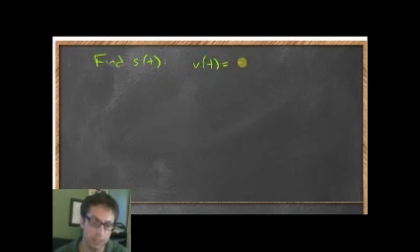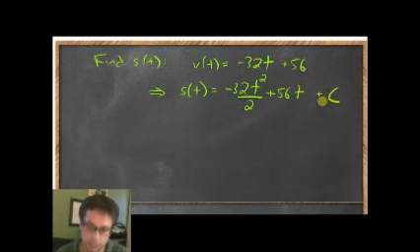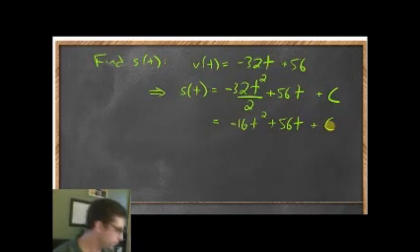All right. So now what we're going to do is find s of t. If v of t is negative 32t plus 56, then s of t is the antiderivative. So we get negative 32t squared over 2 plus 56t plus c. Let me simplify that as negative 16t squared plus 56t plus c. So that's just the basic antiderivative. Nothing tricky there. But now we're going to use the initial condition we have.